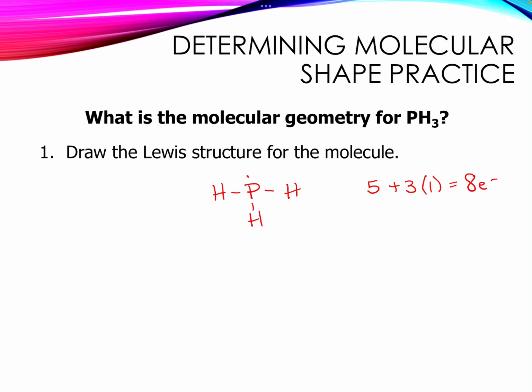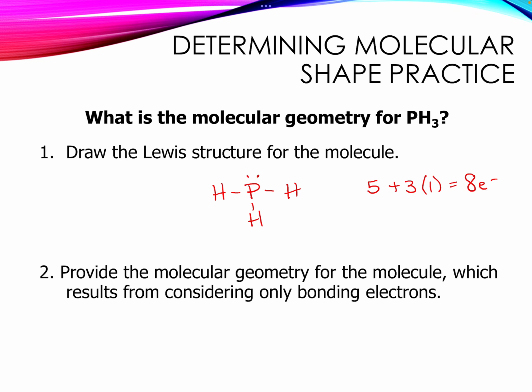2, 4, 6, 8. And that's the only way to draw it because remember, hydrogen follows the duet rule, and so it only makes 1 bond. Once we draw the Lewis structure for the molecule, then we can figure out its shape. If we look at the areas of electrons, we have 1, 2, 3, 4 areas of electrons. So that means that our electron geometry is tetrahedral.